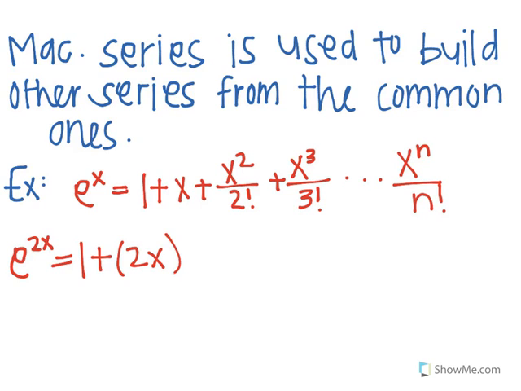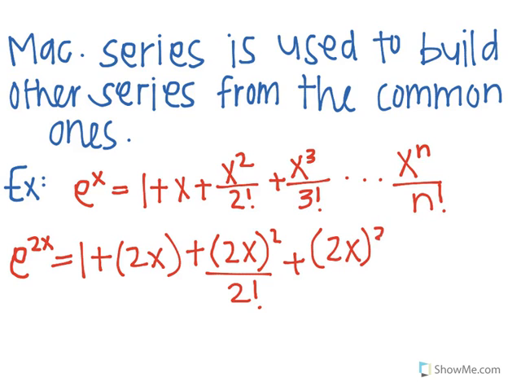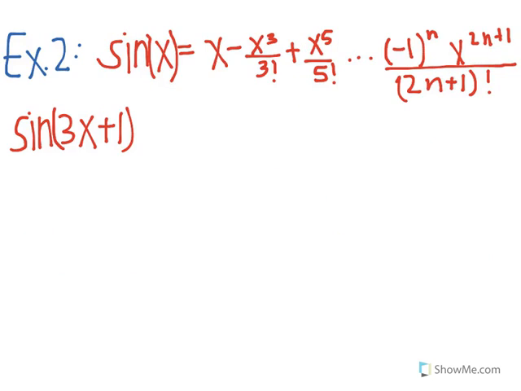So it's going to be 1 plus (2x), and I personally like to use parentheses just to show that I've made a substitution, plus (2x) squared over 2 factorial plus (2x) cubed over 3 factorial, and then the general term is going to be (2x) to the n over n factorial. So I'll show you guys another example.